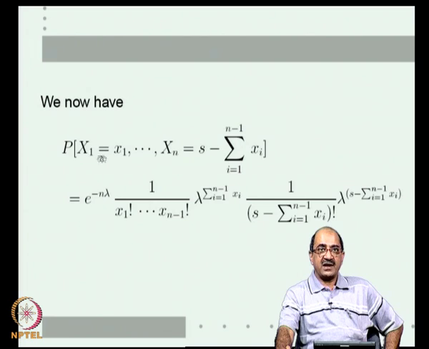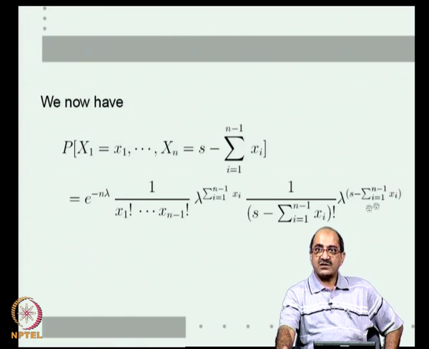So, say the probability x1 is equal to x1 will be e power minus lambda, 1 by x1 factorial, into lambda to the power x1. I have n such terms. So, I get e power minus n lambda. I have 1 by x1 factorial, x2 factorial, all the way to xn minus 1 factorial. Up to xn minus 1, I get lambda to the power summation xi, i equal to 1 to n minus 1. For the last term, I get 1 by s minus summation xi factorial, lambda to the power that. Okay. Now, I got lambda to the power summation xi, i equal to 1 to n minus 1 here.